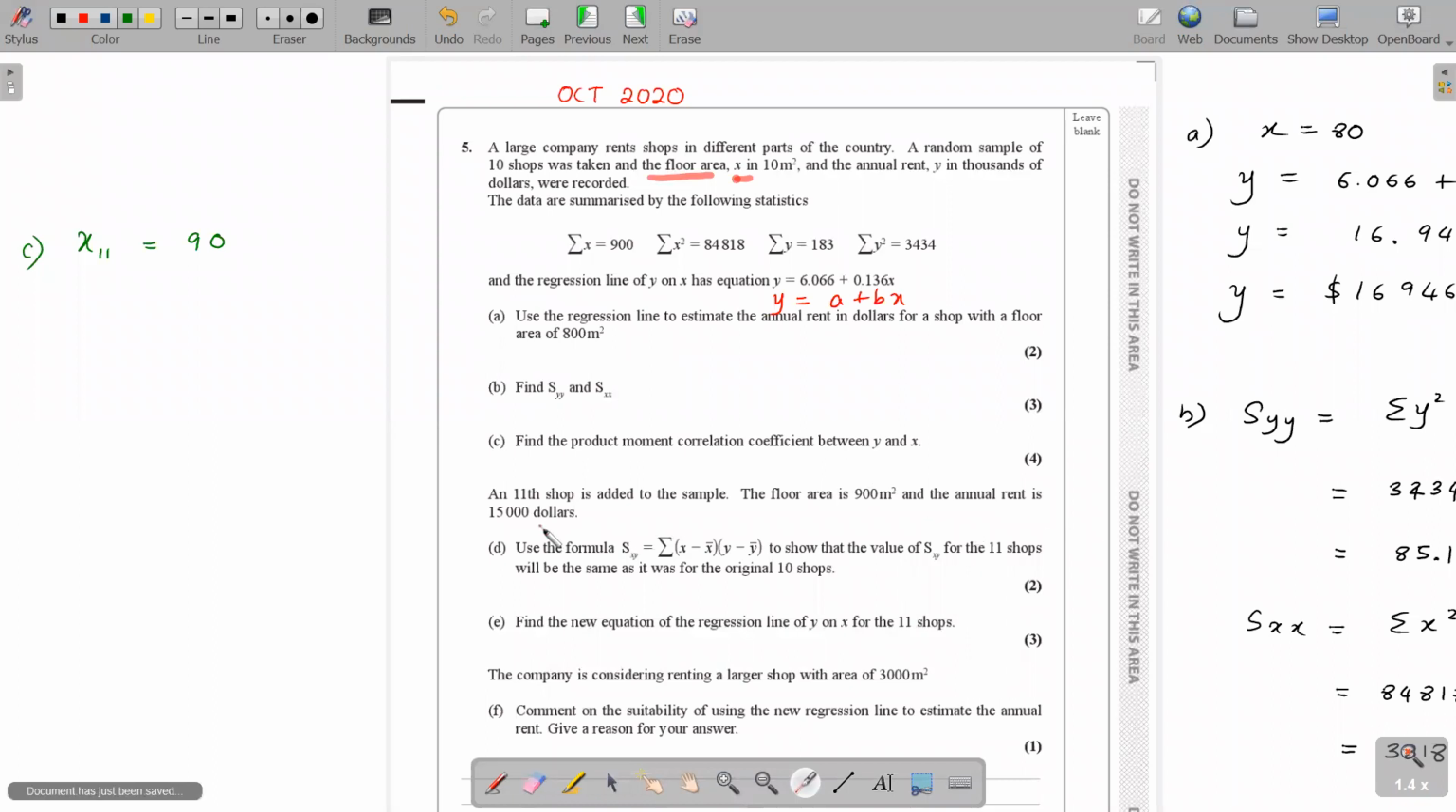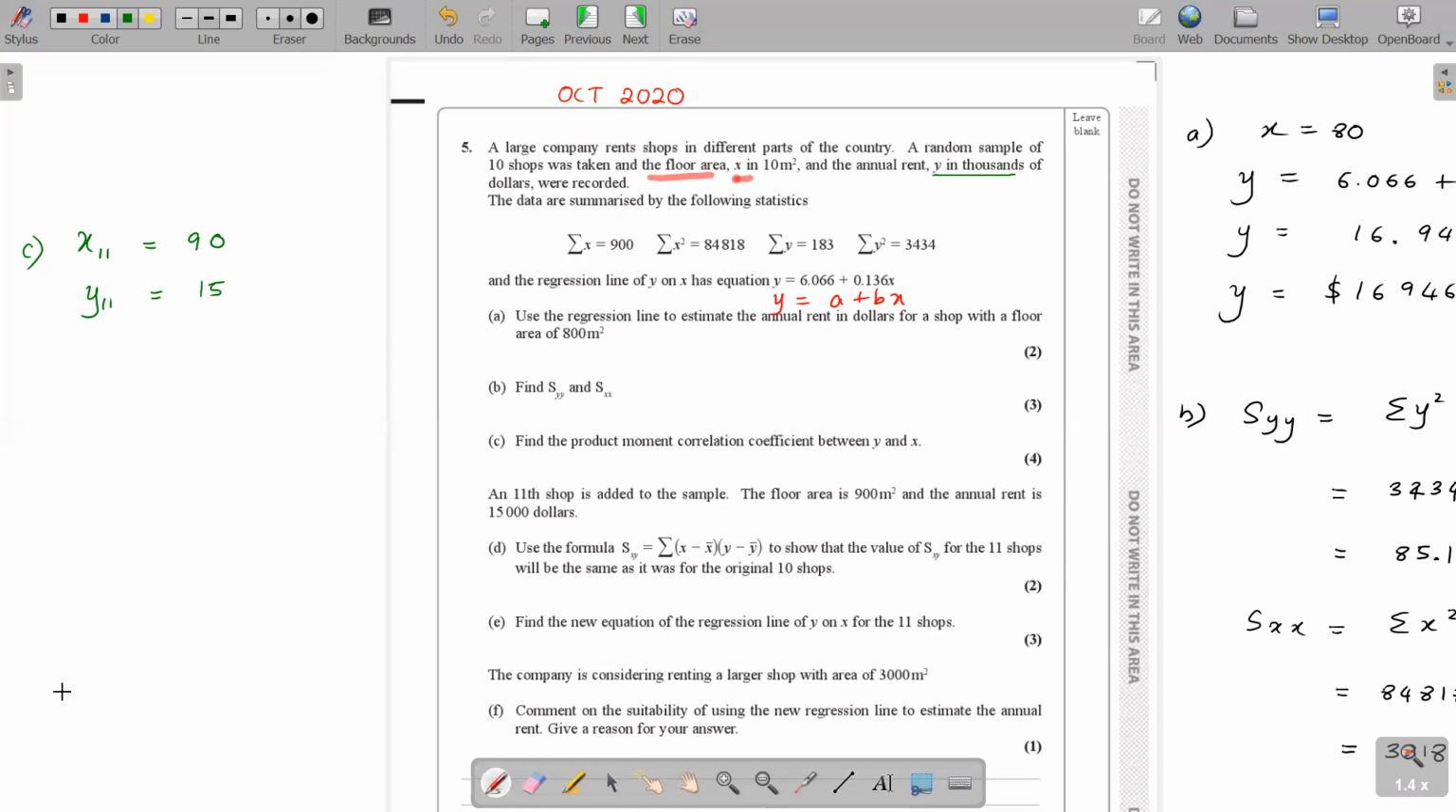And the annual rent is 15,000. The annual rent is the Y variable, right? So this is the 11th shop, which means this is the Y11 variable. Y1 through Y10 summary statistics are given here. So this is the 11th variable. So what is Y11? Y is measured in thousands of dollars. So $15,000 is the annual rent. Since you are measuring Y in thousands, Y11 will be 15.